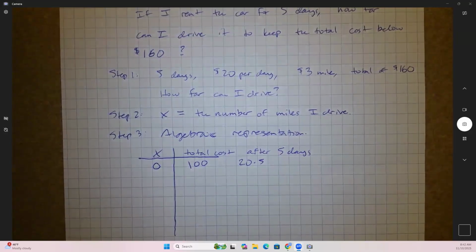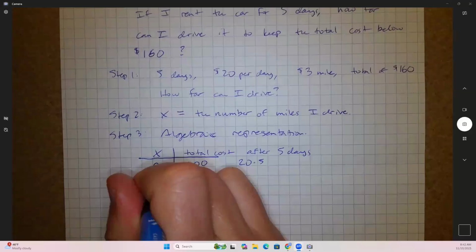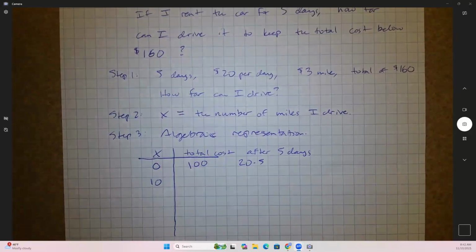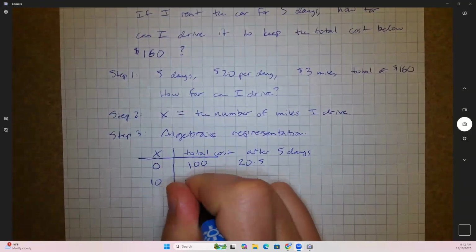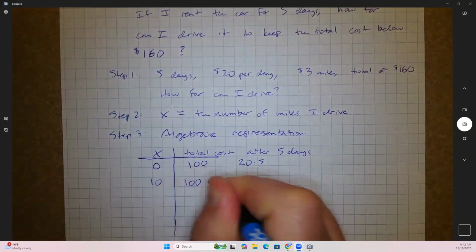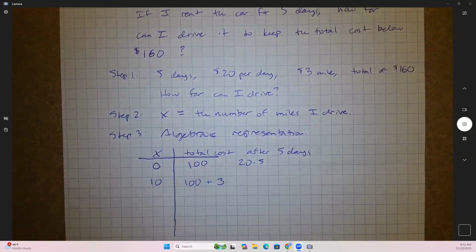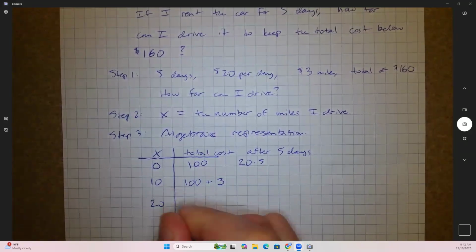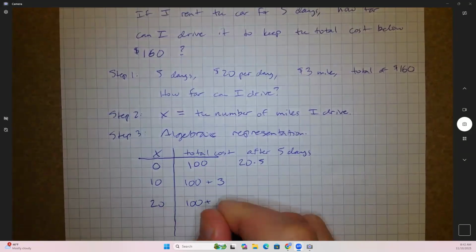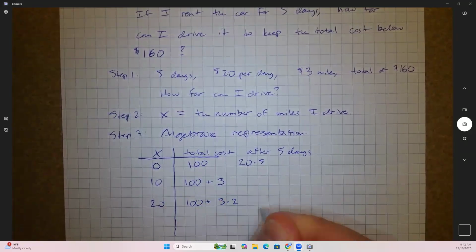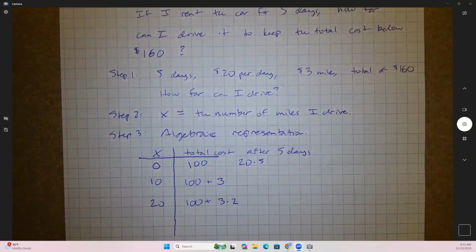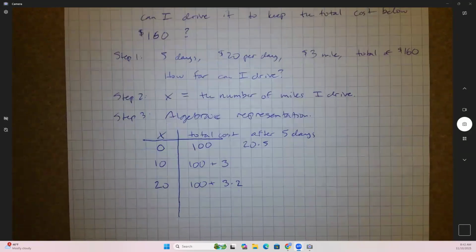And now I start driving. Let's suppose I drive for 10 miles. Well, that means I'm going to have the $100 plus the $3 for the 10 miles. And if I drive for 20 miles, it's going to be the $100 plus the $3 for the first 10 and the $3 for the second 10.